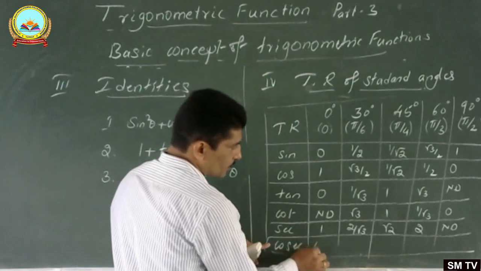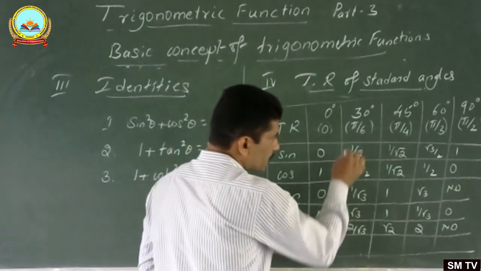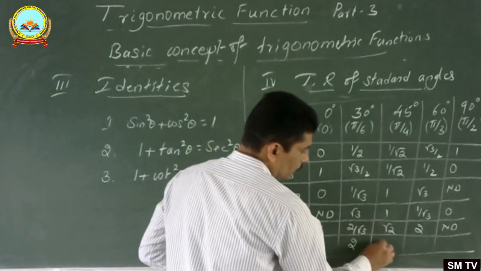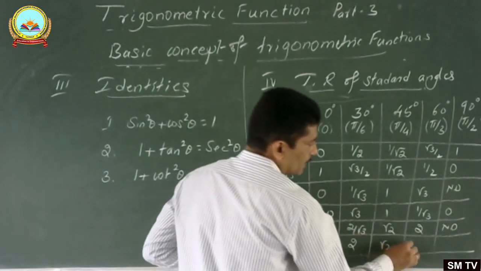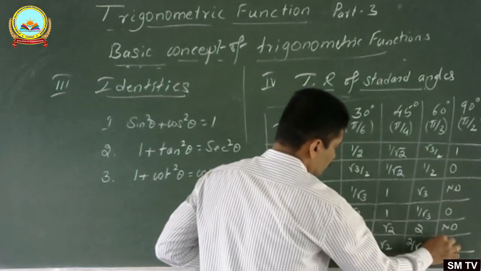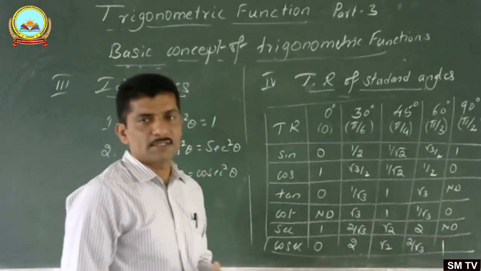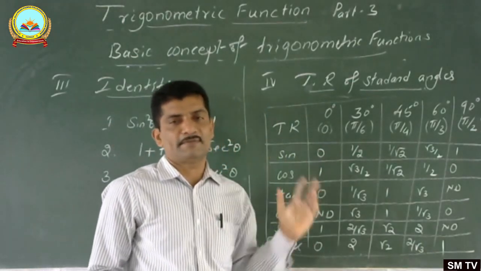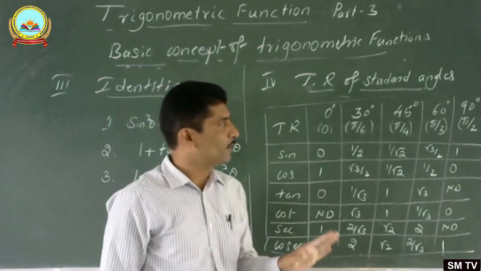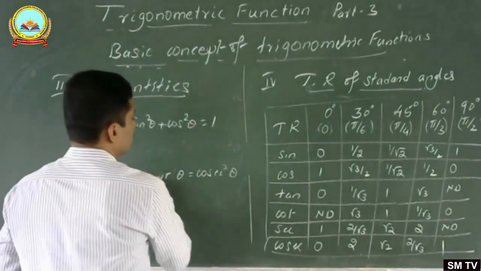And cosecant of 0 is not defined. Cosecant of pi by 6 means 2, pi by 4 means root 2, pi by 3 means 2 divided by root 3, and pi by 2 means its value is equal to 1. These are the very important formulas, trigonometric ratios of the standard angles. All these are studied in high school.